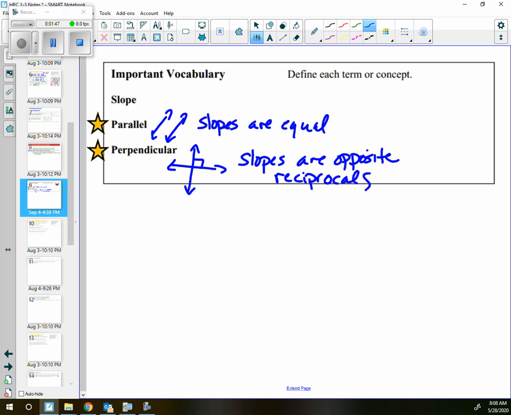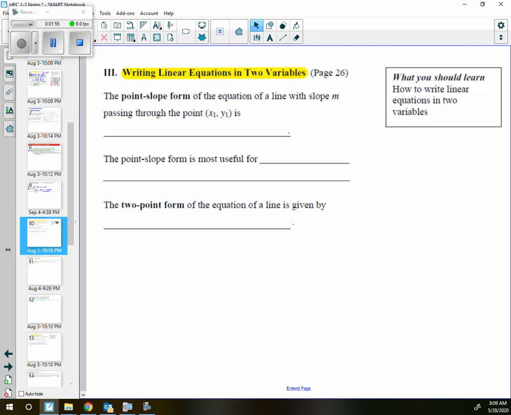So we're going to talk a lot more about that, but hopefully you have an idea in your head about what parallel and perpendicular mean for lines. So we'll use that in a little bit. All right, so let's talk about writing linear equations. We already know one form of a linear equation.